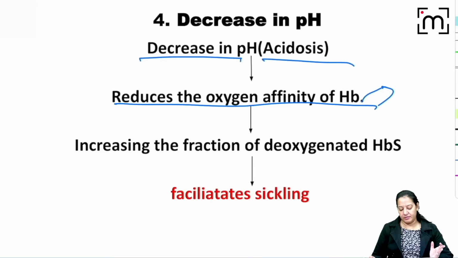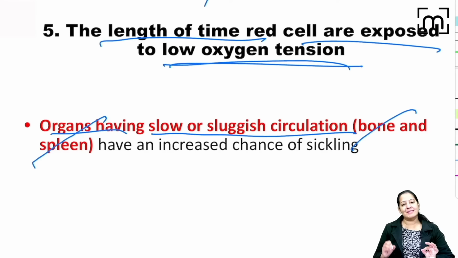Now the fifth and the last factor is the length of time for which the cells are exposed to low oxygen tension. There are two types of organs in the human body: the organs which have fast blood flow and the organs which have slow and sluggish blood flow. In organs with slow and sluggish blood flow, like bone and spleen, the cells are exposed for a longer time to low oxygen tension in the deoxygenated state, because here the blood flow is very slow and sluggish.